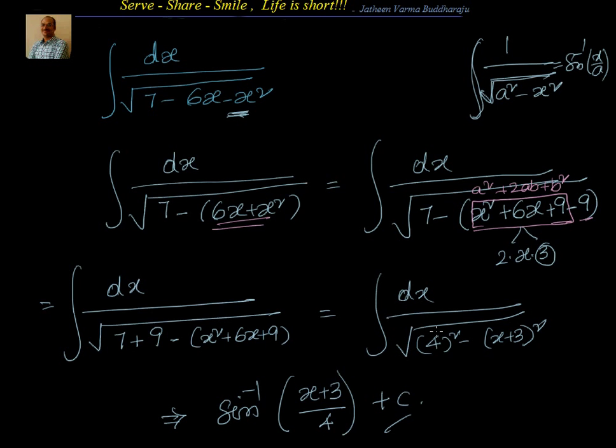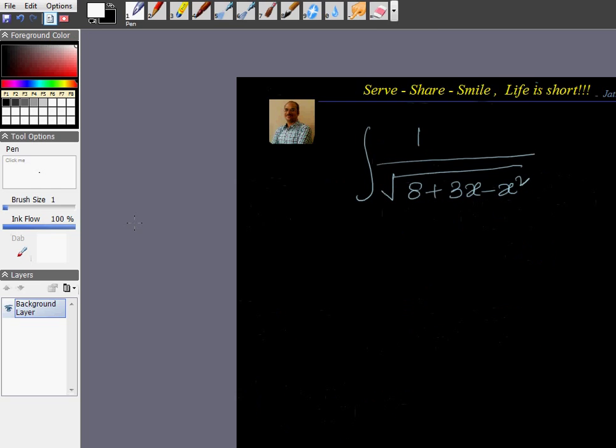Once we know we are in the integral of dx by root of a square minus x square format, we know that the integral is sine inverse of x by a. So we can write it down as sine inverse of x plus 3 by 4 plus c. Let's see one more problem.